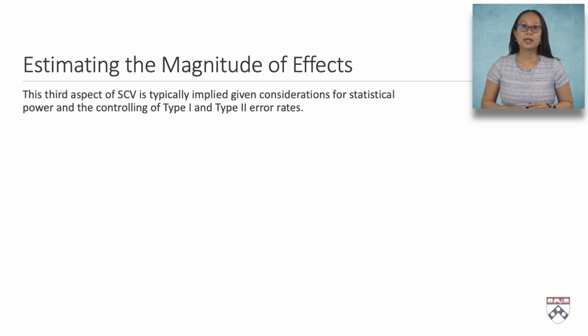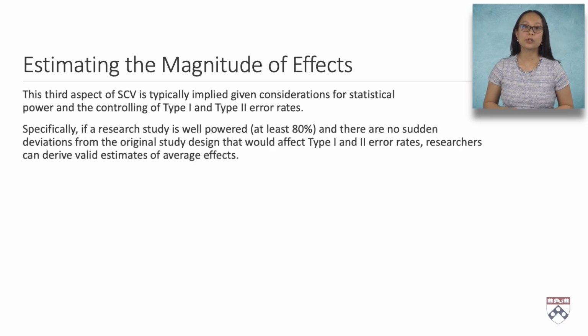The third aspect of statistical conclusion validity is referred to as looking at the considerations for power and the controlling of type 1 and type 2 error rates. Specifically, if a research study is well-powered, meaning that it has at least 80% chance of detecting an effect, and there are no sudden deviations from the original study design that would affect the type 1 and type 2 error rates, researchers can derive valid estimates of average effects using either a statistical model or a certain combination of modeling and algorithmic based analyses.